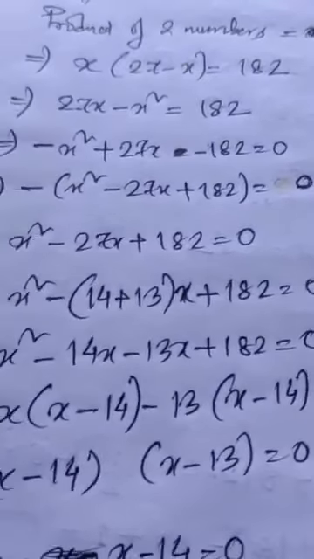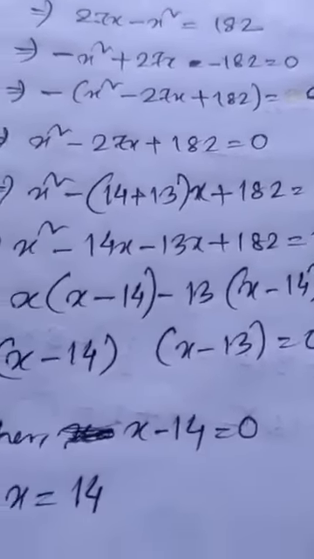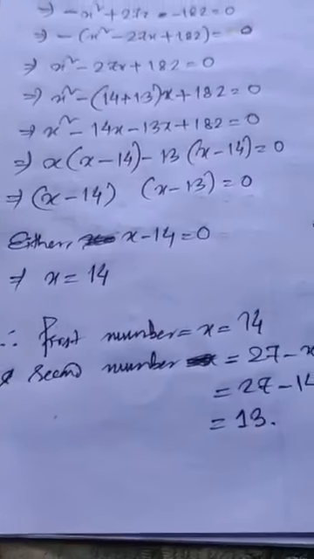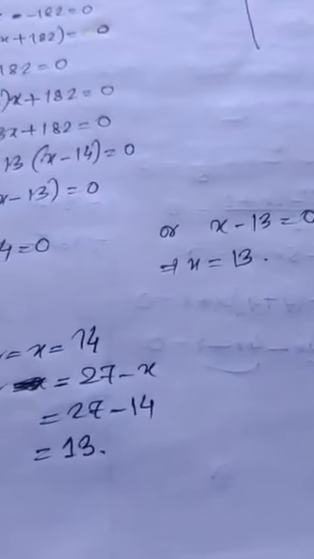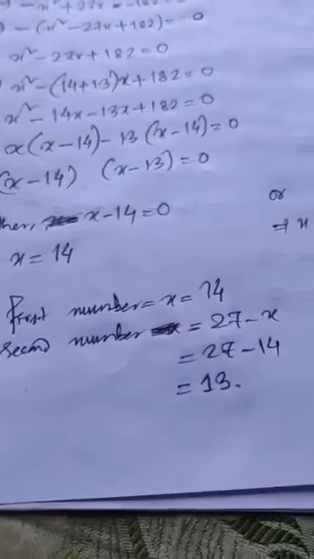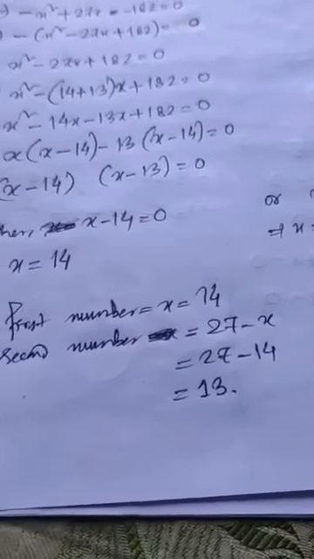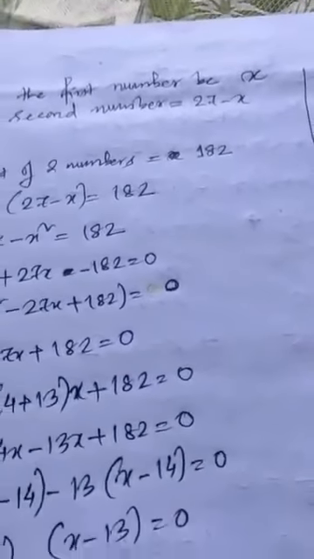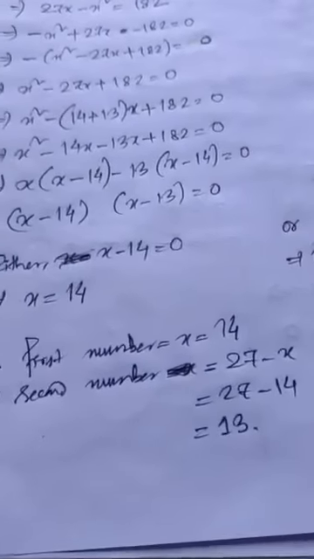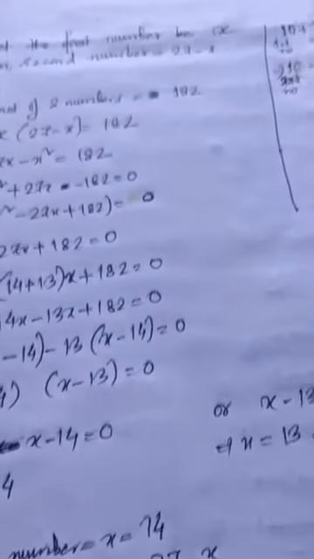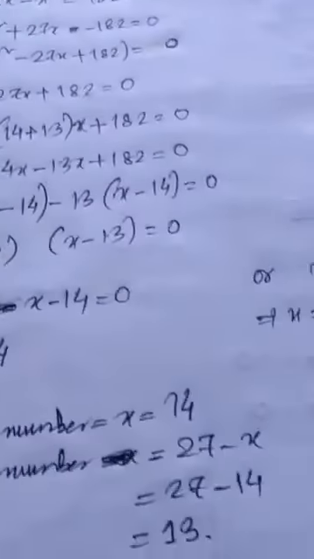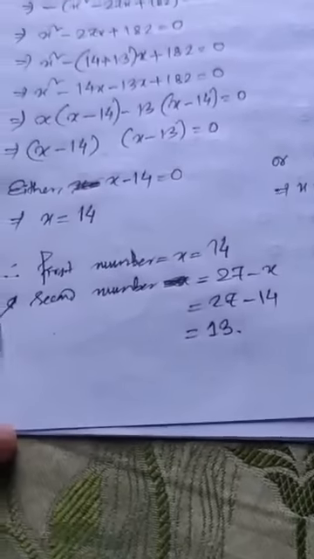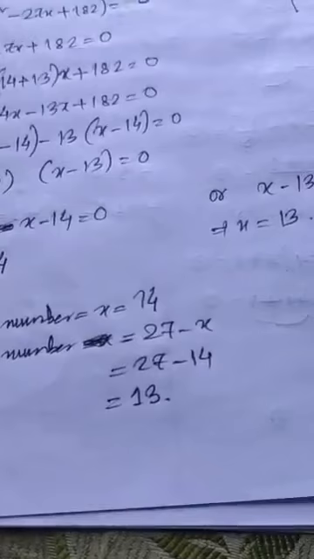From here you have to do middle term, again normal one. Then this will go on. At the end you get either x minus 14 equal to 0, x minus 13 equal to 0, and then therefore first number equal to x equal to 14. Our first number, we consider first number be x, so first number x equal to 14. Then second number 27 minus x, x is 14, so if we calculate it we are getting 13.